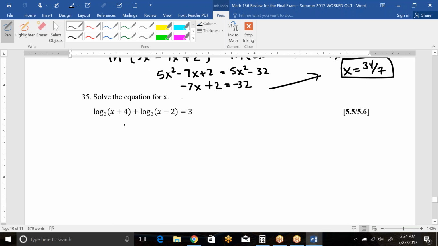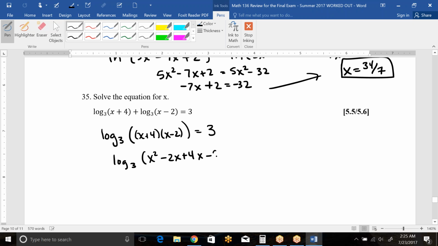Okay, for number 35, we're looking at a similar case, except there's not logs on everything. So notice when there was logs on everything, we were able to drop the logs down and set the insides equal. If there's one thing that doesn't have a log, you can't solve it that way. You have to solve it using the spiral technique. We can still combine this because of the plus and these logs having the same base by multiplication of the two arguments. So this would be log base 3 of x squared minus 2x plus 4x minus 8. So that would be x squared plus 2x minus 8.